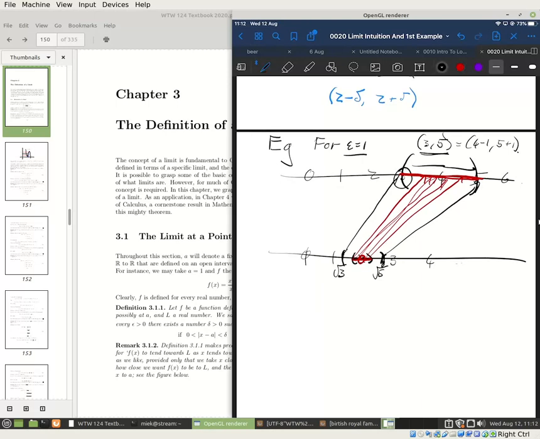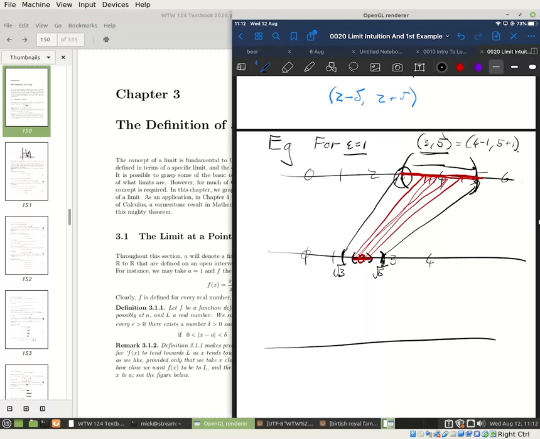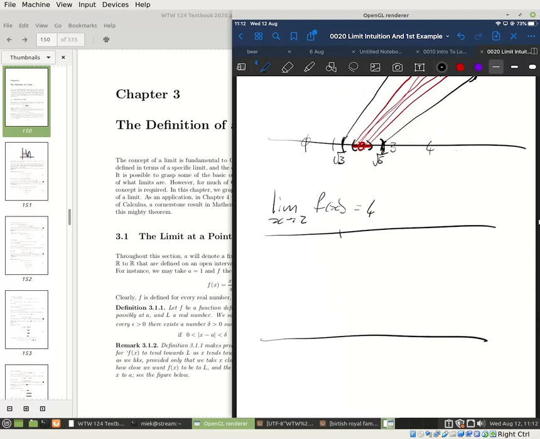So you should think of this as a game. You claim that the limit as x tends to 2 of f of x is equal to 4. Someone does not believe you. They say, oh, I don't believe you. How close do you need to be to 2 so that the function value is close to 4?